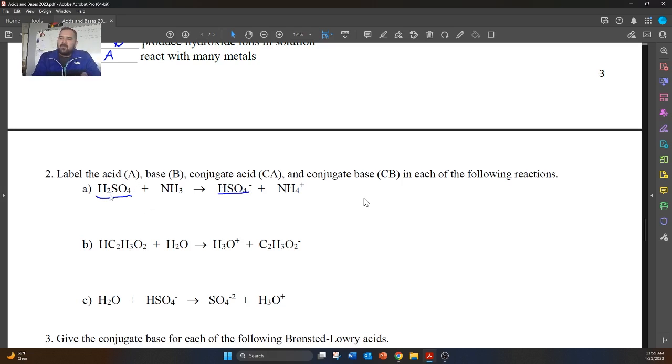So is it an acid or a base? And then NH3 becomes NH4. So did it pick up a hydrogen or did it give one away? So acid or base? Now looking at this side, does H2SO4 want to give a hydrogen away or does it want to pick one up? So is it a conjugate base or conjugate acid? This is a conjugate base. NH4, does it want to give a hydrogen away or pick one up? So conjugate acid or base?